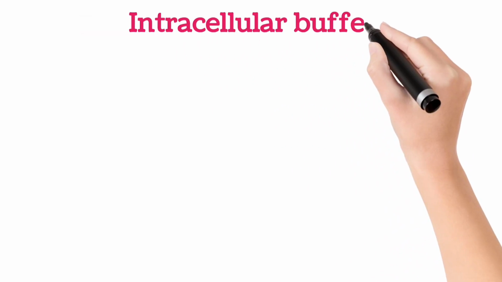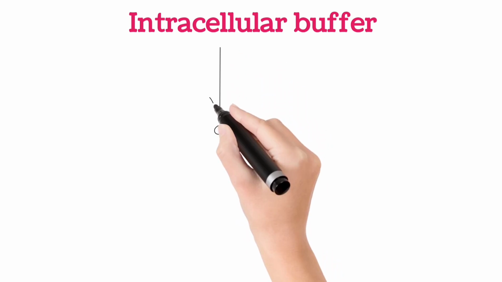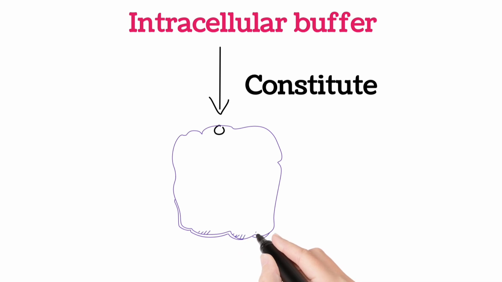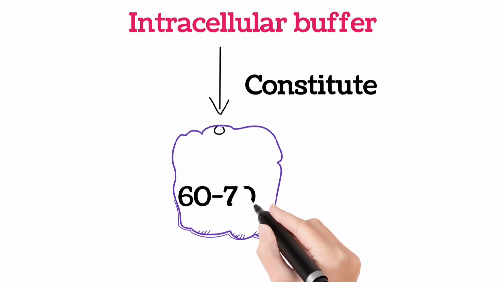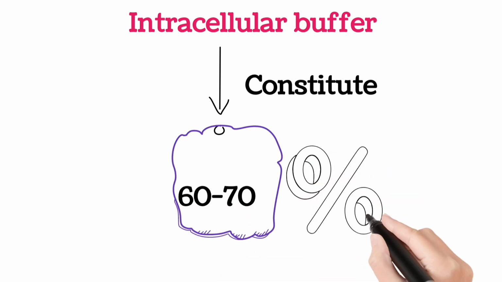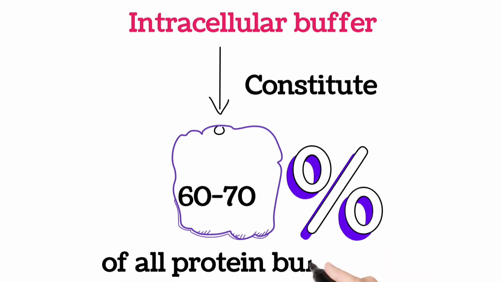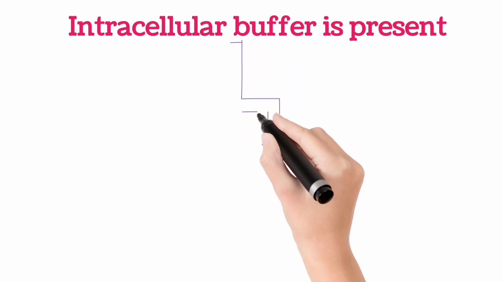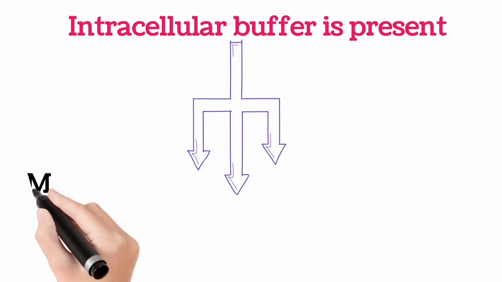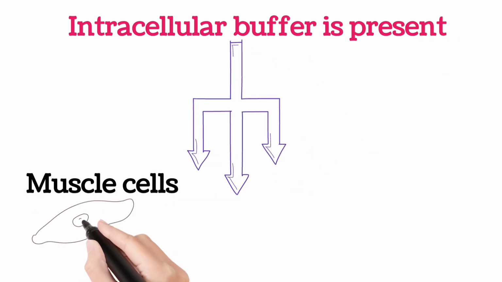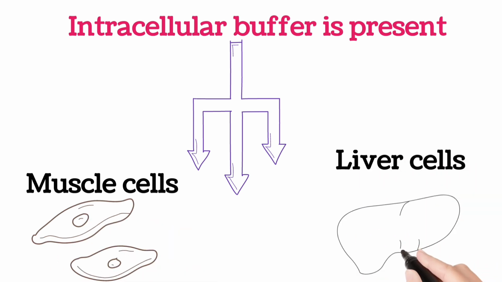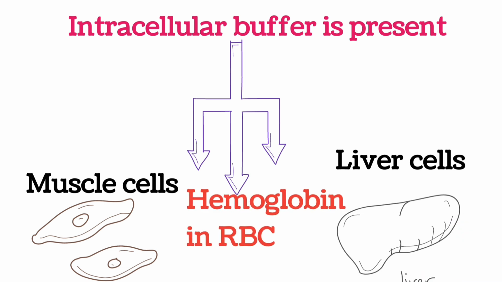Next, we come to the intracellular buffer. The intracellular buffer constitutes about 60 to 70% of all buffering capacity of proteins, a very huge amount. The intracellular buffer is present in the muscle cells. It is also present in the liver cells, but the most dominant is the hemoglobin in RBC.